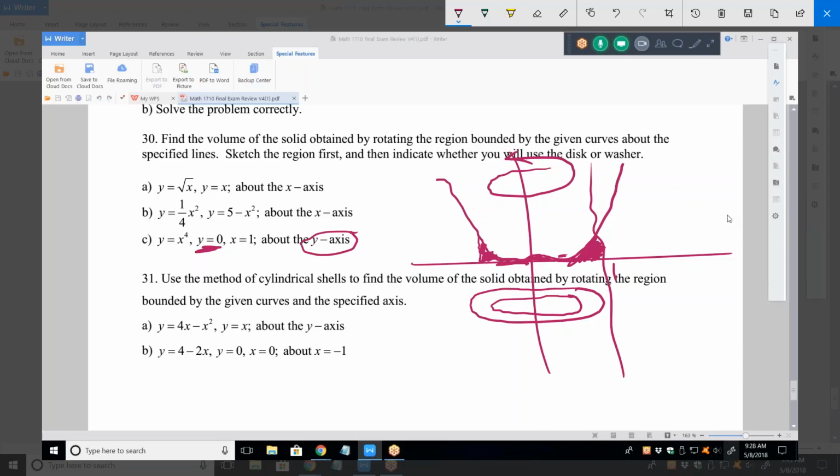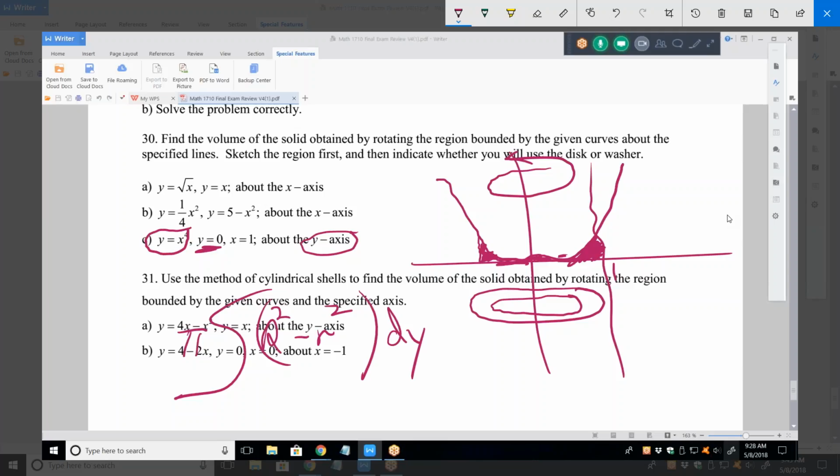So our integral is, remember, pi times big R squared minus little r squared times dy. What does that tell us? That tells us that these functions that I'm going to integrate have to be functions of y. They can't be x. They got to be a function of y.